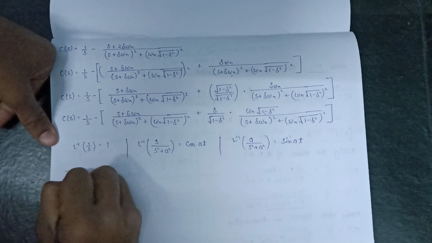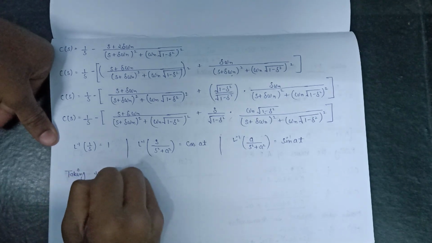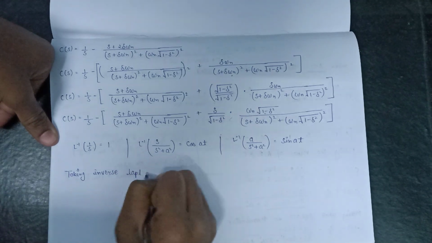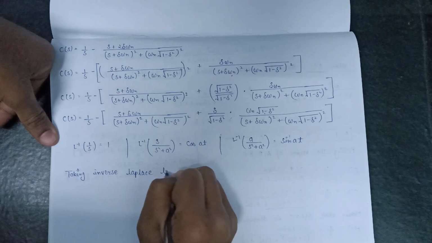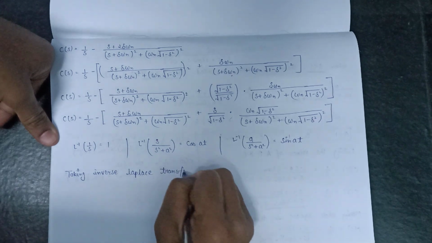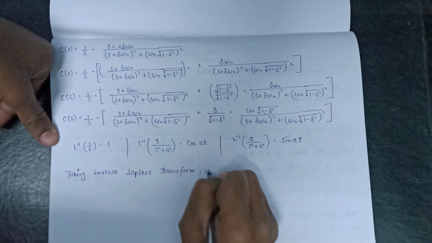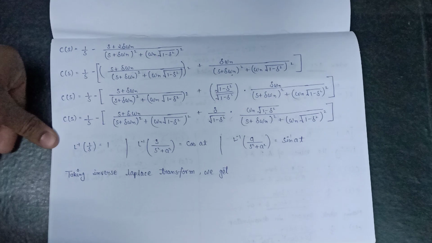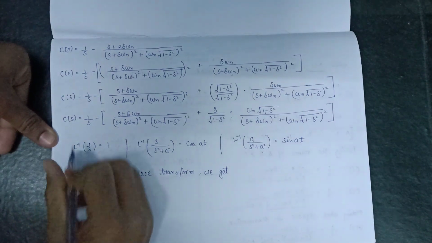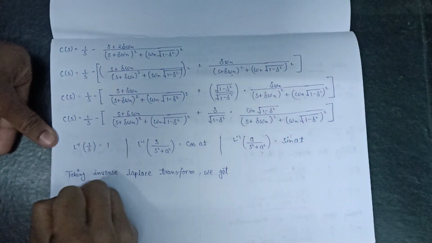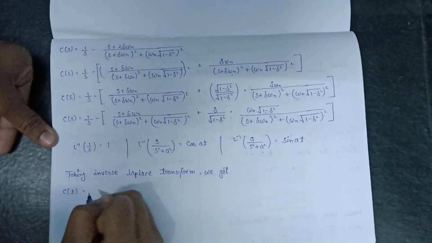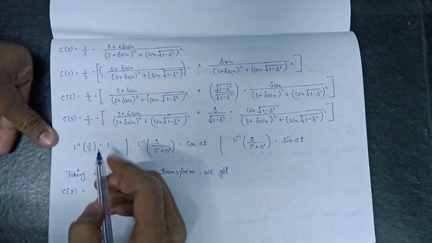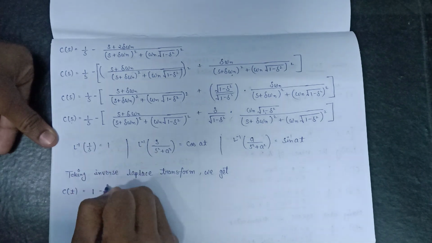So taking the inverse Laplace transform, we get here C of s will be converted into C of t equals to 1 over s, whose inverse Laplace transform is nothing but 1, minus whole bracket.